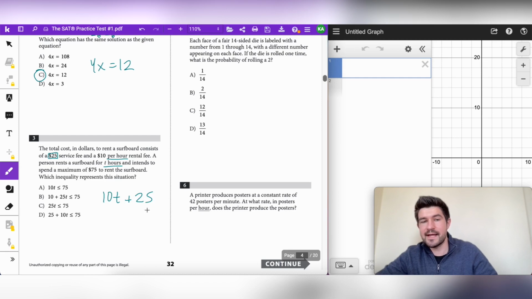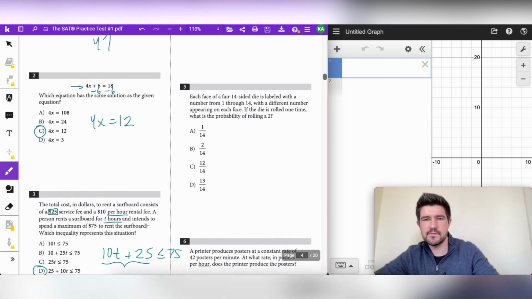And we know that that has to be a maximum of $75. So altogether, that's going to be less than or equal to 75, which is what maximum means, no bigger than 75, less than or equal to it. And that corresponds to the answer in D. Even though they wrote these backwards, that's okay, we can add in any order. So we get D for that next one.